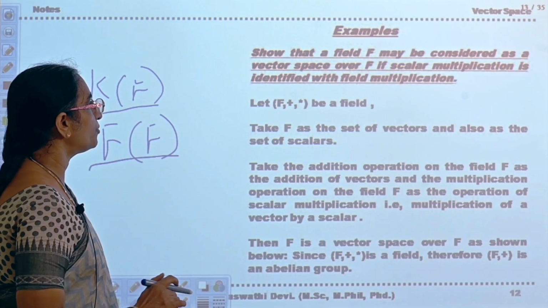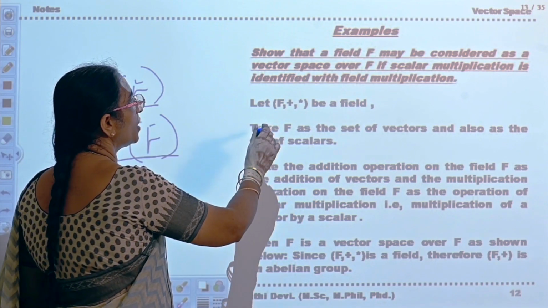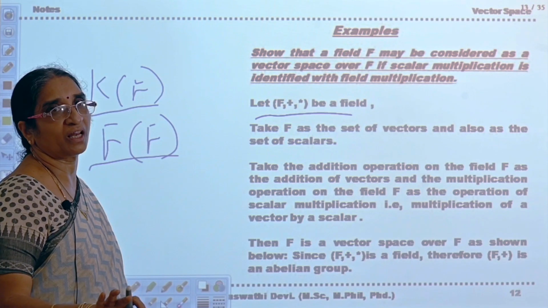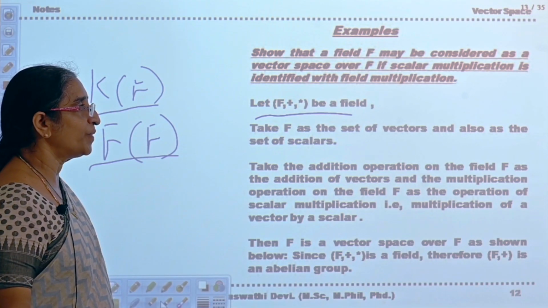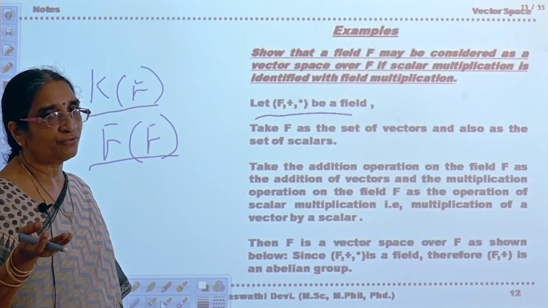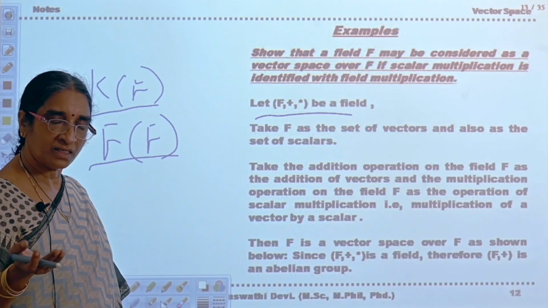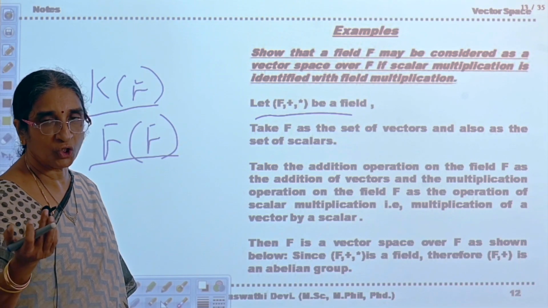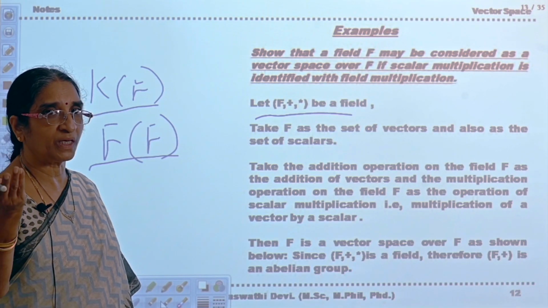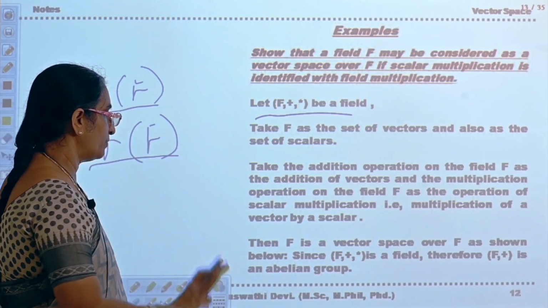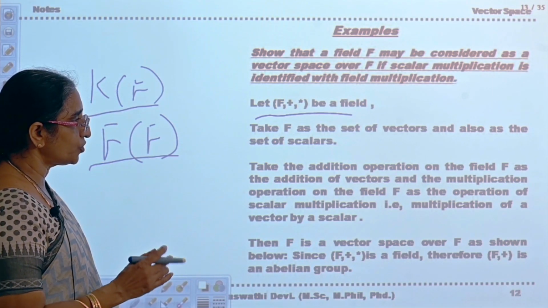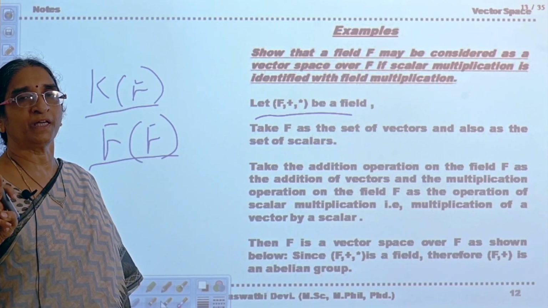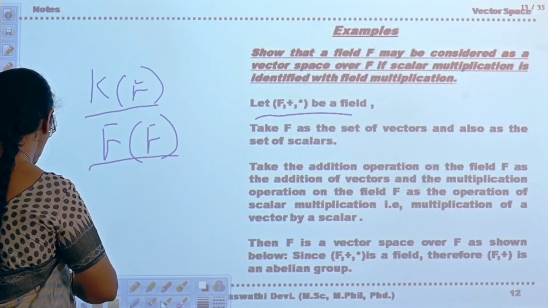Now, if it is for 4 marks, you take (F, +, ·) to be a field, and F is the set of vectors and also the set of scalars you can take. Now, the addition operation on the field is abelian, therefore (F, +) is abelian, and for scalar multiplication, (F minus singleton 0, ·) is abelian, therefore scalar multiplication is closed. Therefore, those two properties are satisfied. That is, first property (F, +) is abelian, and F is closed under scalar multiplication.